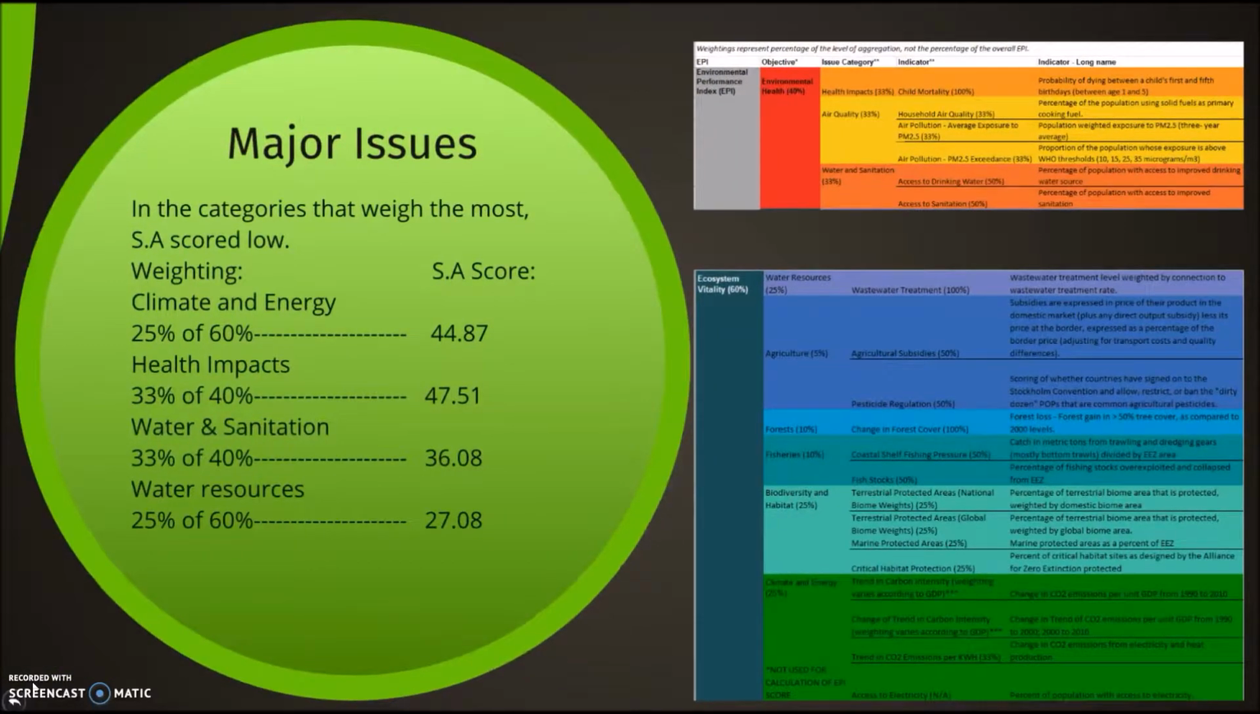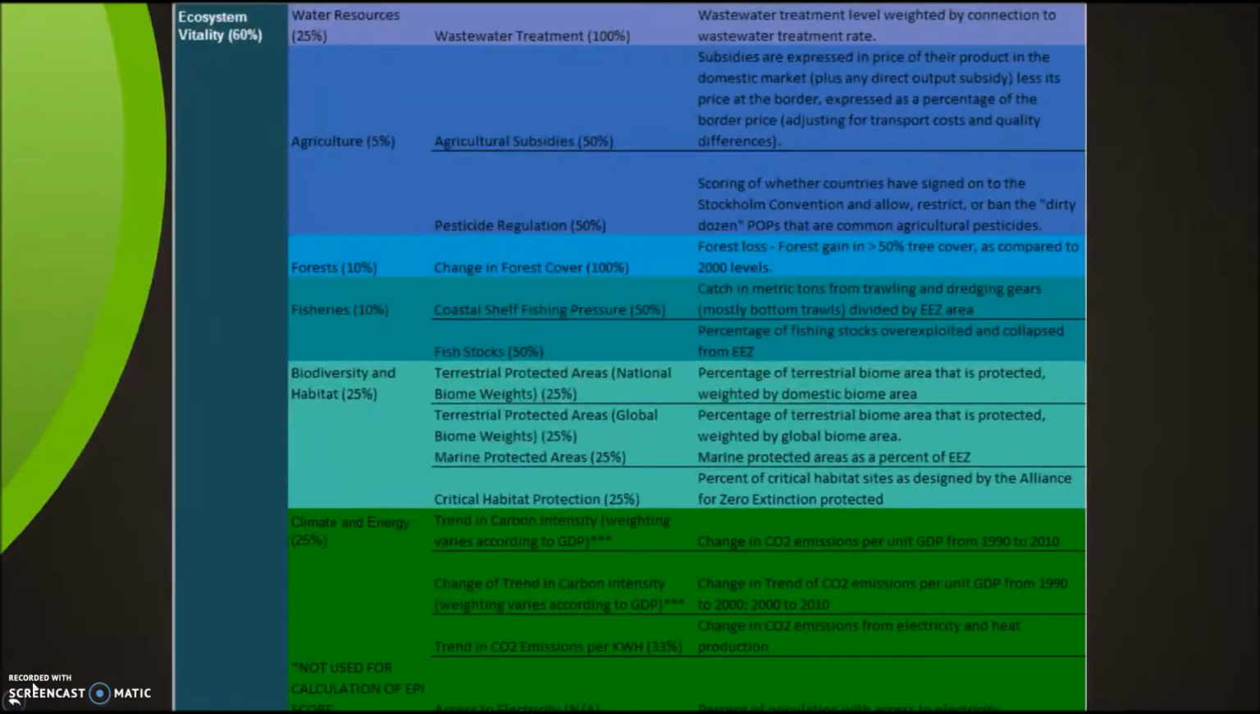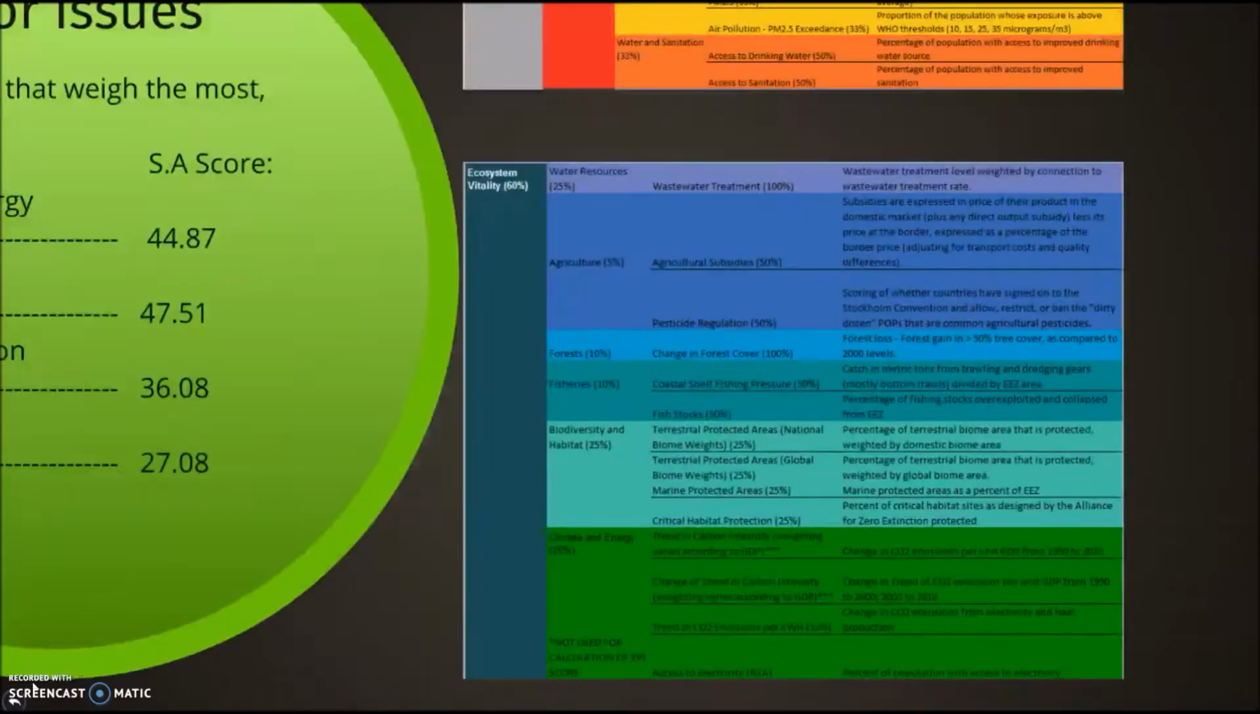we've only scored 44.87. Now, the same goes with health impacts, but it weighs 33% of the 40%, which is a lot. The water and sanitation also weighs 33% of the 40%, and water and resources weigh 25% of the 60%, which is also really important. And we can see water and resources as the first category shown up there.